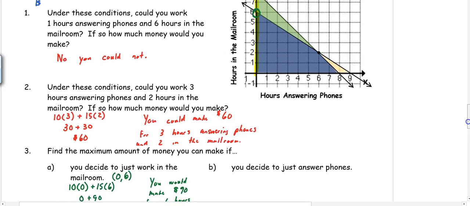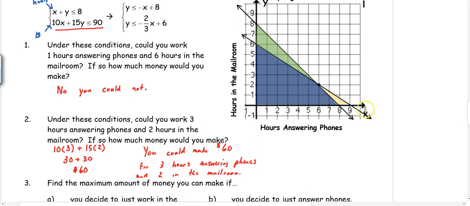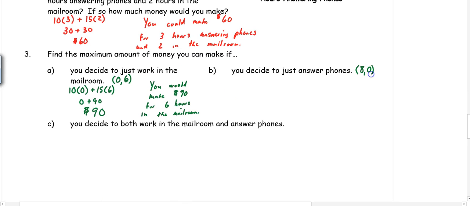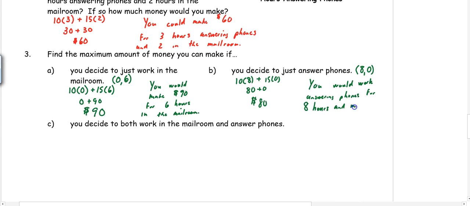What if you decide to only answer the phone? So answering the phone is on the x-axis. I want to figure out the highest number of hours I could do that job to make the maximum amount of money. The most hours is at this corner again, which is 8 hours. So I'm going to answer the phone for 8 hours and not work in the mailroom at all. This point would be (8, 0). So 10 times 8 plus 15 times 0 gets us 80 plus 0, which is $80. So you would work answering phones for 8 hours and make $80.